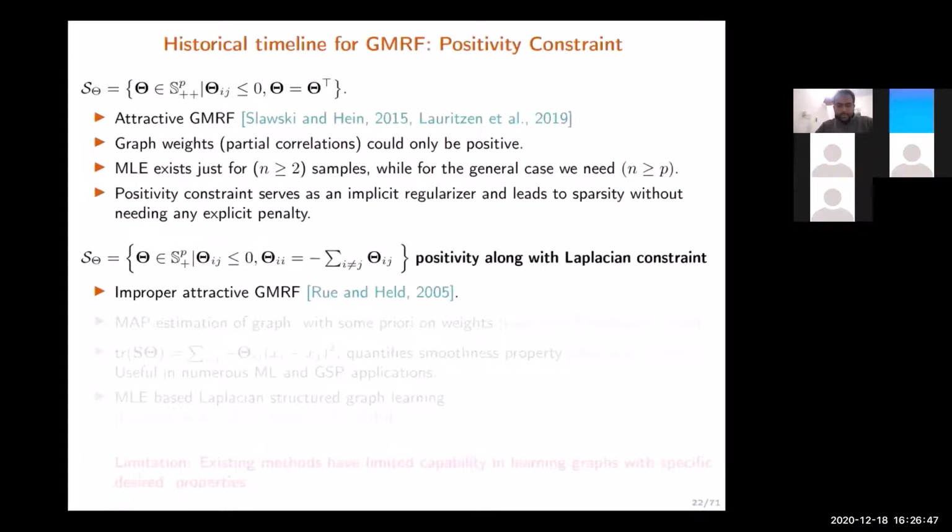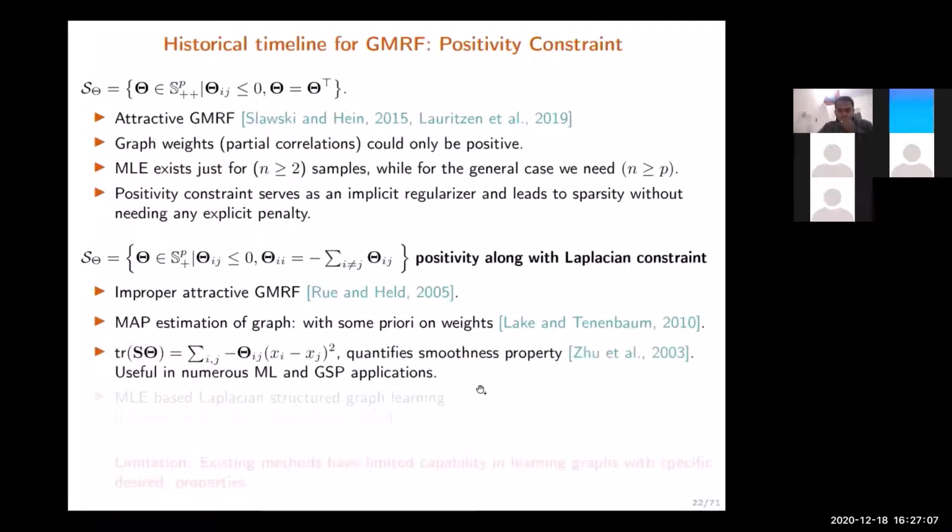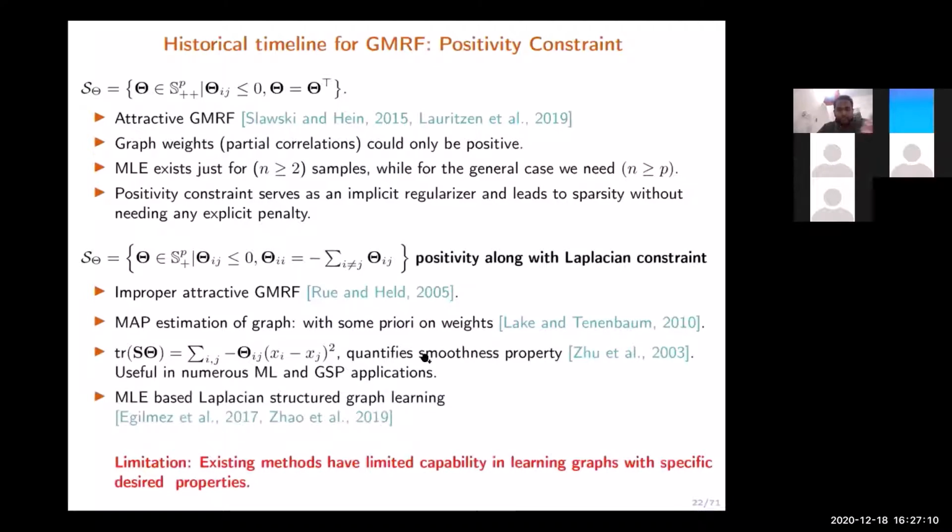So in terms of the probabilistic regime, this is called an improper attractive GMRF model, and it has a lot of applications, because it is also related to smoothness. It defines the smoothness of two signals or two variables, and smoothness is a very widely used property in graph signal processing and machine learning applications. So nowadays a lot of interest is coming for this particular model. Our work will be focused on learning graphs under this constraint, where we want an additional Laplacian constraint, and we want all the graph weights to be positive.